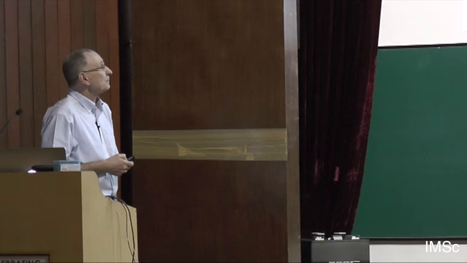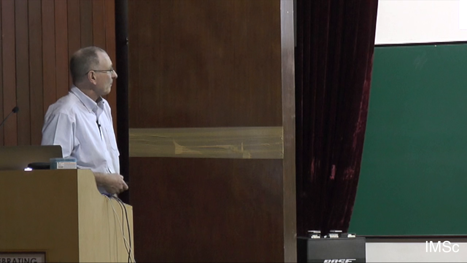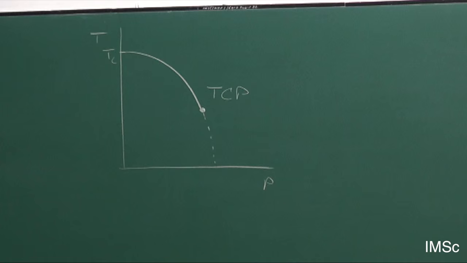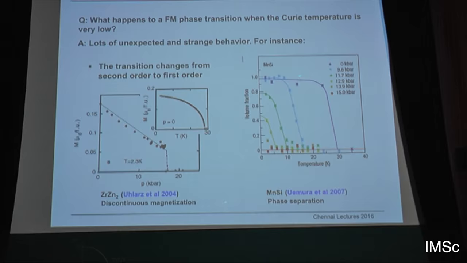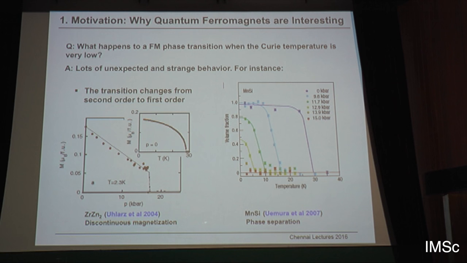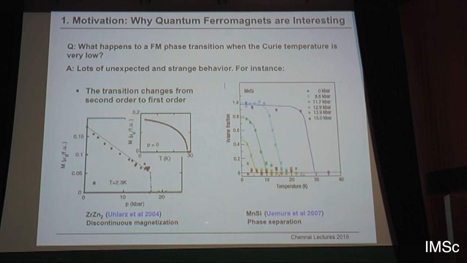So let's go to ambient pressure first. TC is something like not quite 30 kelvins, but very close to the one in zirconium zinc 2. And here you see the volume fraction is 1. So that stuff is all as a function of temperature now. So at ambient pressure, at low temperature, the volume fraction is 1. The volume fraction stays very close to 1 as we increase the temperature. And then at some point, it drops to 0.